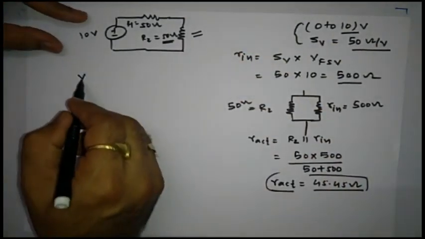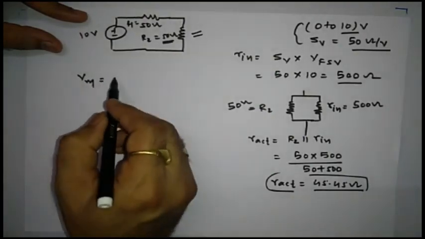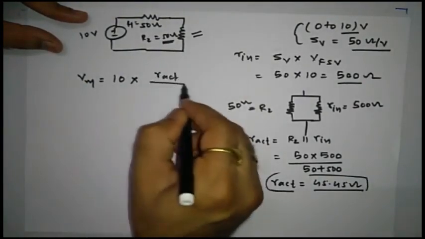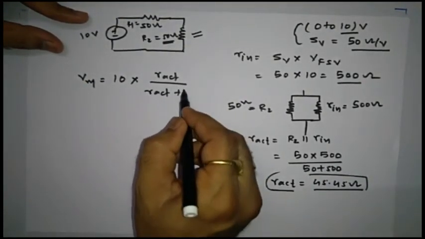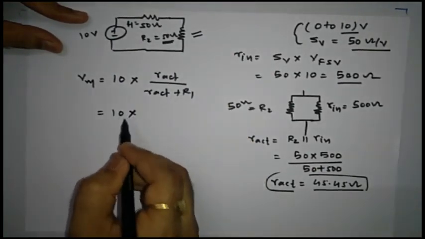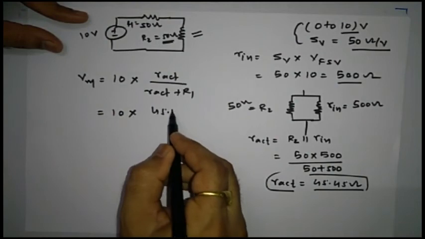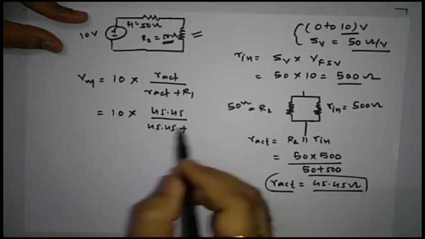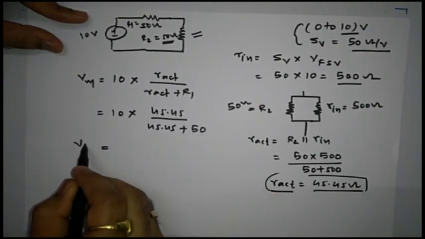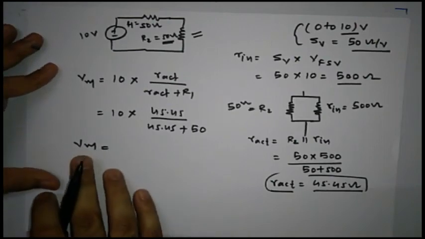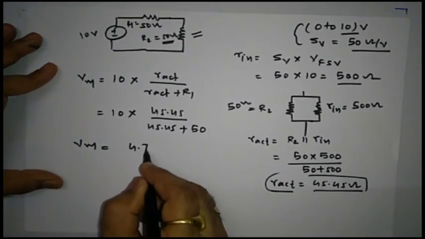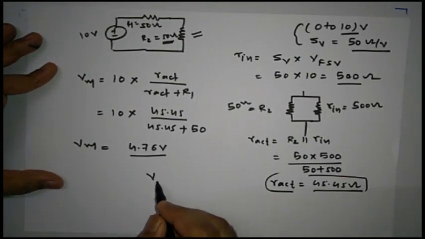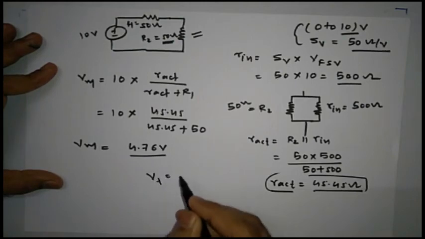So let us calculate the voltage measured by this voltmeter. It is going to be the total voltage 10 multiplied by R actual divided by R actual plus R1. So it is 10 multiplied by 45.45, whole divided by 45.45 plus R1, which is 50. If you calculate the voltage measured by this voltmeter, the value is going to be 4.76 volt. But the actual voltage, or the true value of voltage, is 5 volt.